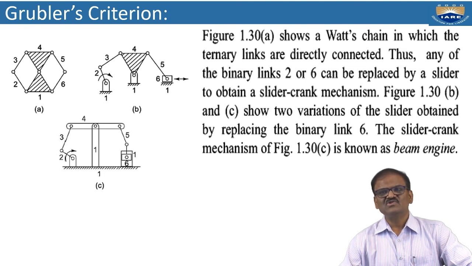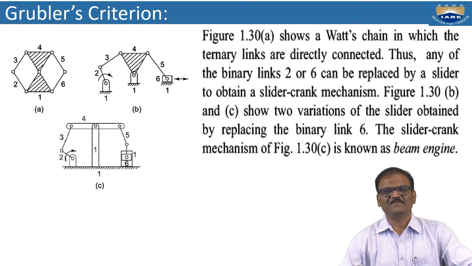And the figure shows a Watt chain in which the ternary links are directly connected. Thus, any of the binary links, if you refer to the links 2 and 6, can be replaced by a slider to obtain the slider crank mechanism. And the figure shows two variations of the slider applied by replacing the binary link 6. The slider crank mechanism is known as a beam engine.